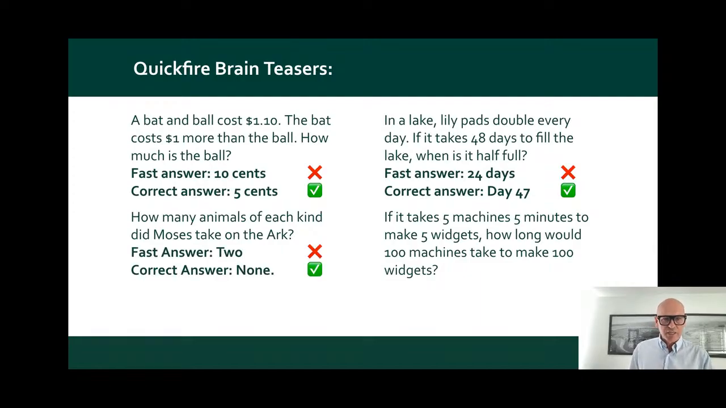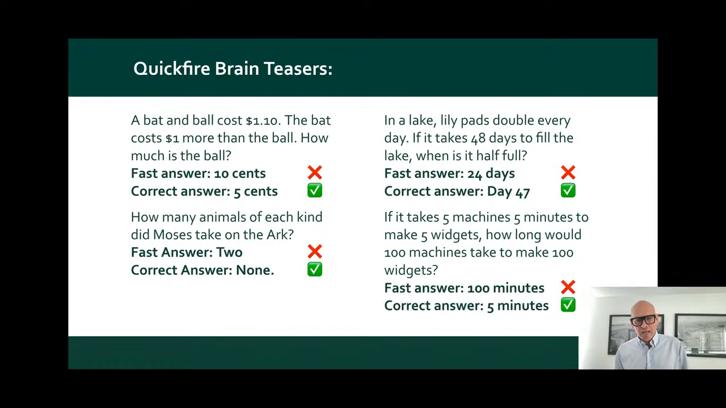How many animals did Moses take on the ark? Again, probably have to choose a different one to fool you. Moses didn't take any animals on the ark. Noah did. And 5 machines, 5 minutes, 5 widgets, 10 machines, 10 widgets. You would think, 100 machines, 100 widgets, 100 minutes, but actually it's 5 minutes, because if a machine takes 5 minutes to make a widget and you've got 100 of them, after 5 minutes you've got 100 widgets.